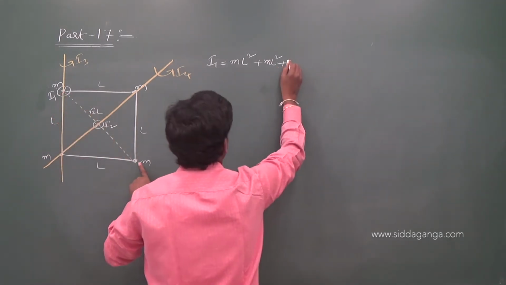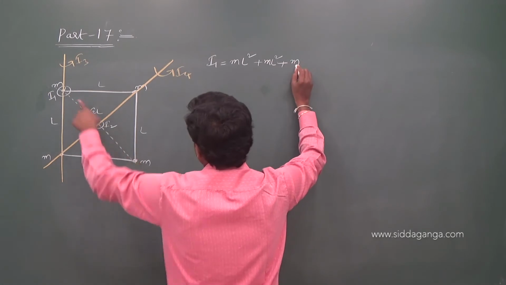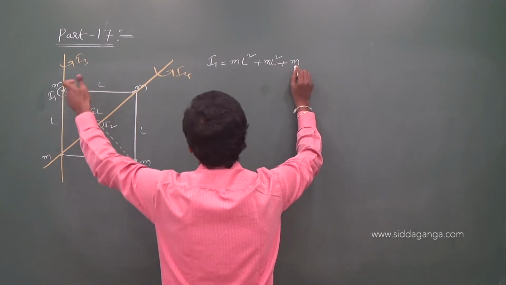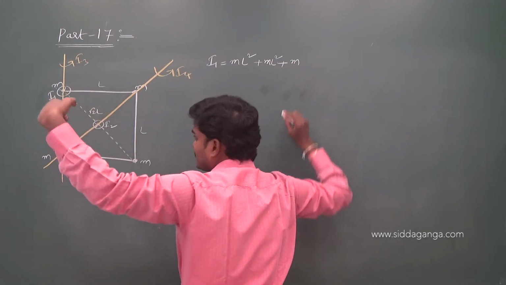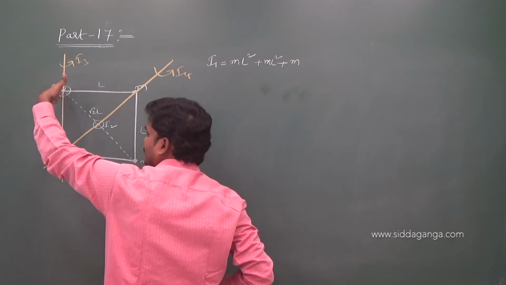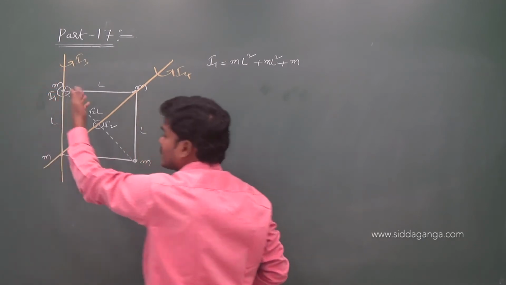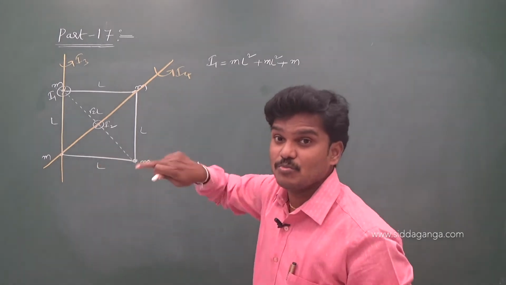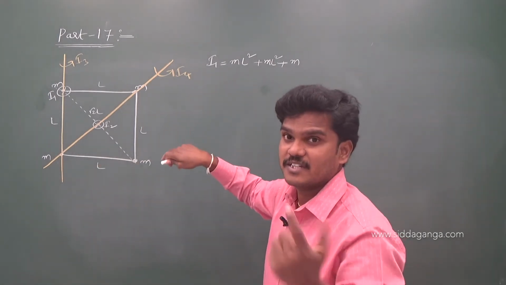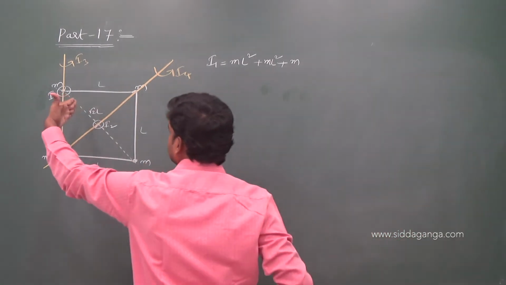And this M is at what distance from this? Root 2L. This is the perpendicular distance because the axis is into the board. Axis into the board, you feel correctly. I put a cross mark symbol. Axis into the board, inside. Take a stick and put into the board like this.